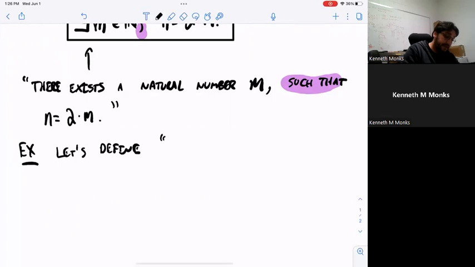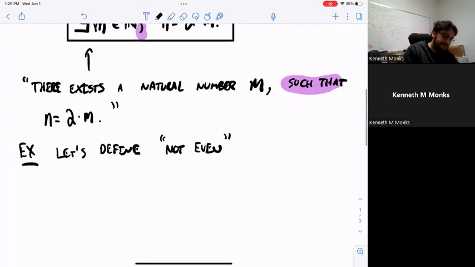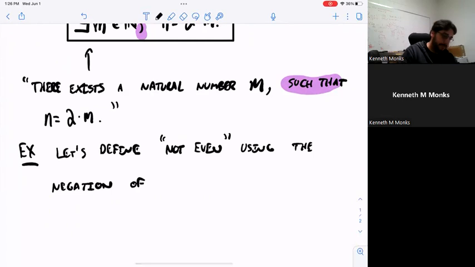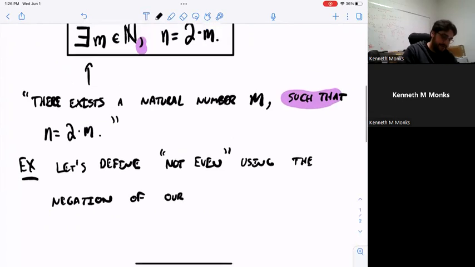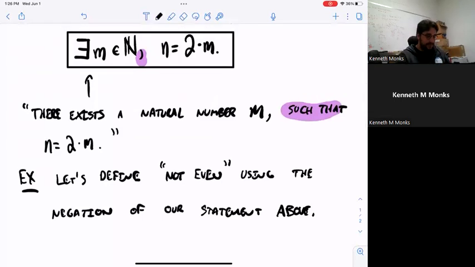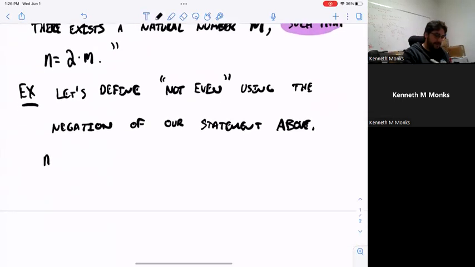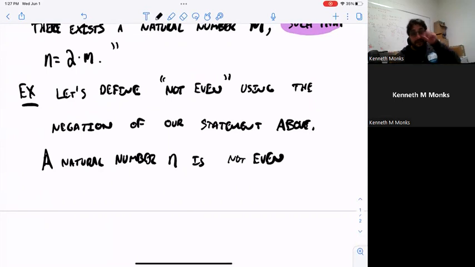Let's define not even, right? Using the negation of our statement above, of our property above. So here's what I want to do. I want to say a natural number n is not even, right? Let's figure out what this definition must be.